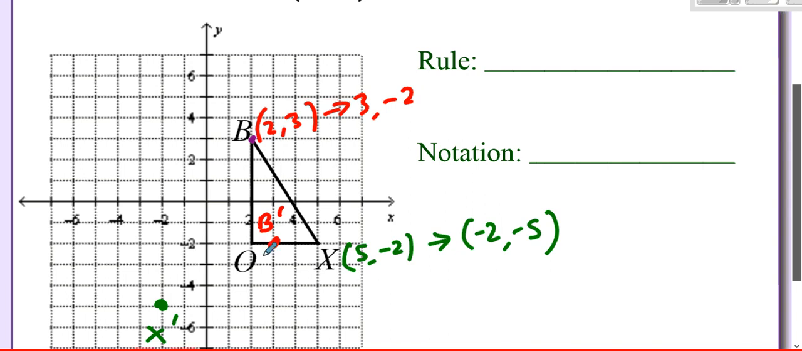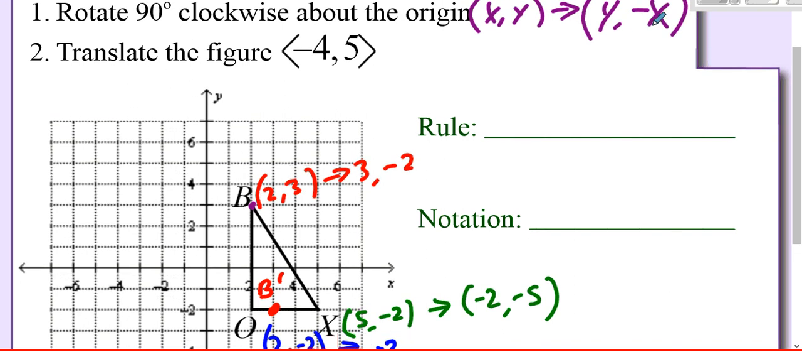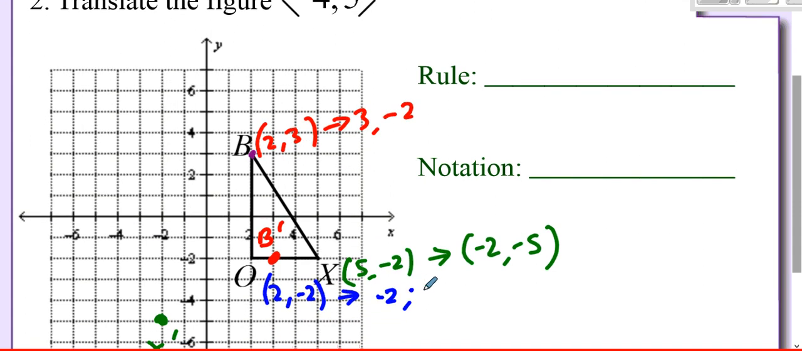And you can do the same thing with the O. Starts out at 2, -2. If you apply the rule, they switch places, so that's going to -2, and then you change the sign. X changes signs to -2. Or it might have been easier if you just traced it out and visually saw where it went to. But it makes sense where it is.